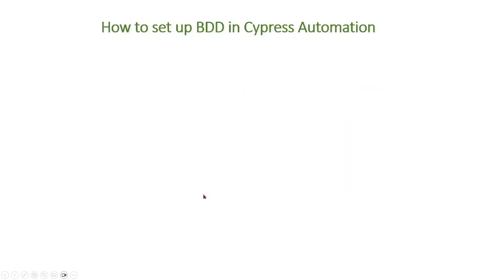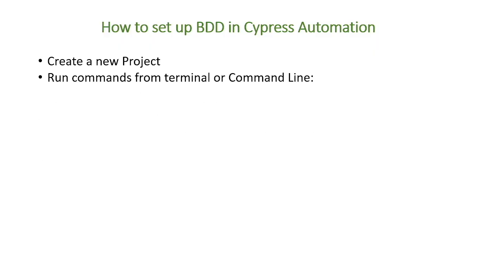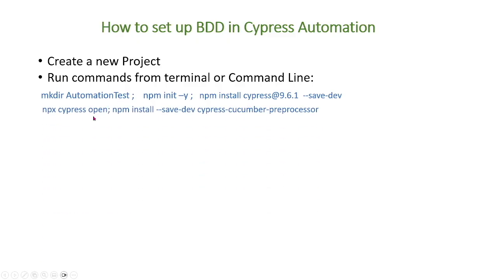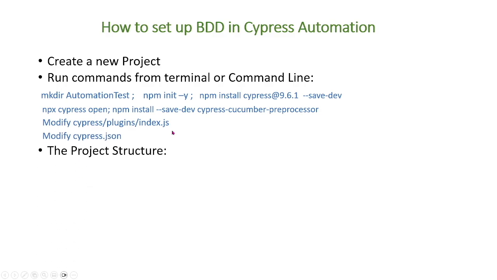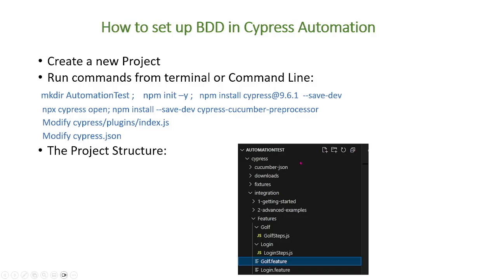So how do you set up BDD in Cypress automation? You create a new project, and you run commands from the terminal or command line. These are the commands that we run. You use make directory to create your automation test, npm init, npm install Cypress. You also run a bunch of other commands. For Cucumber, you can modify your Cypress plugins index and the Cypress JSON file, and that's basically the gist of the whole automation process. This is what the project structure looks like for an example project.